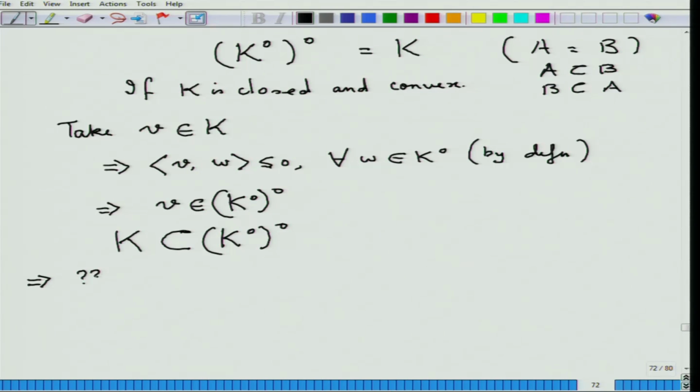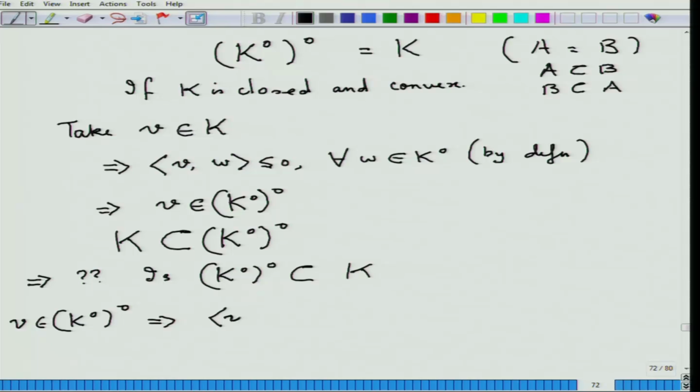I am asking you this question: is K polar a subset of K? This is a bit tricky. So, let us try to take an element V in K polar. So, this would imply V of W is less than or equal to 0 for all W in K polar. That is the definition. But that does not tell me that V is in K.